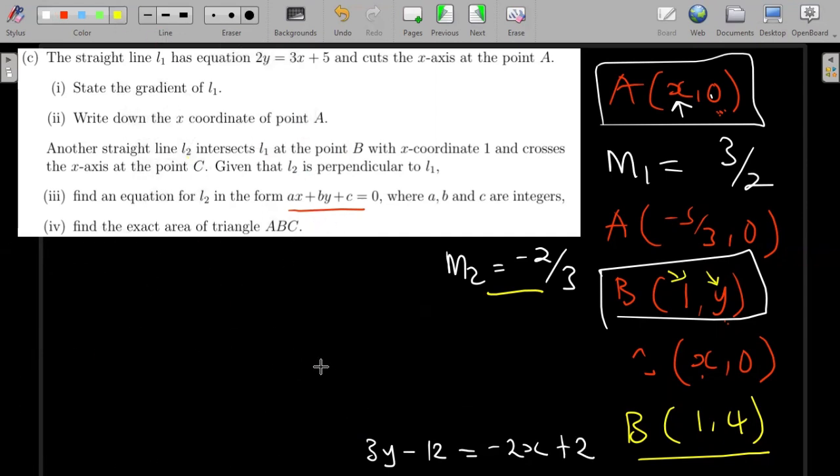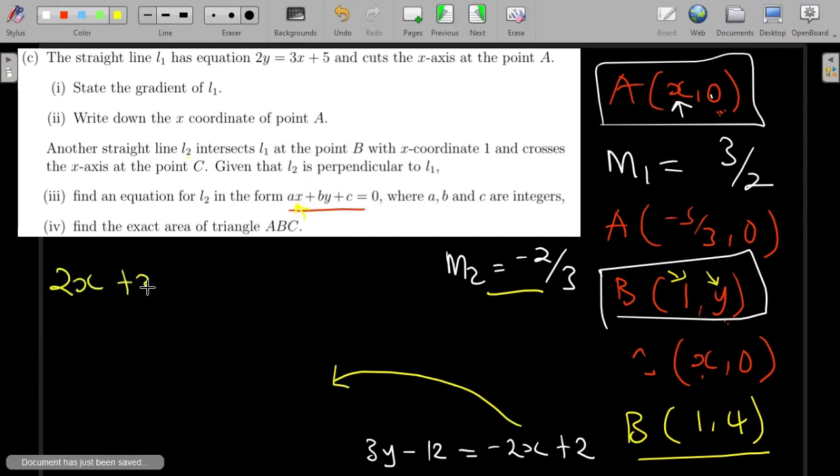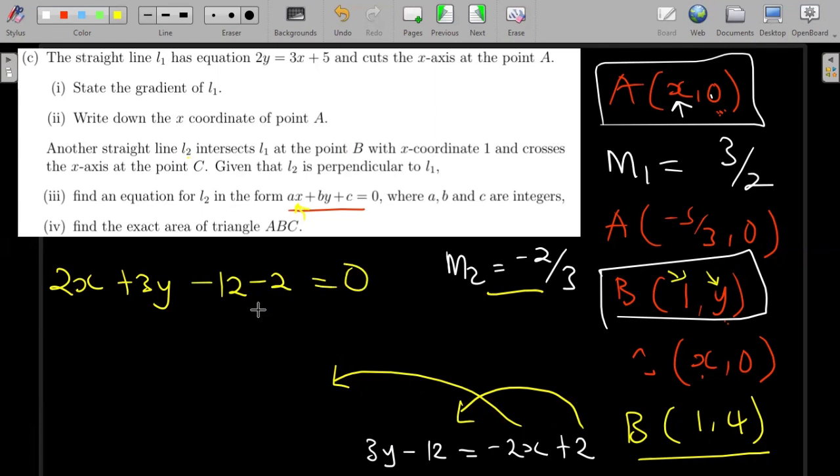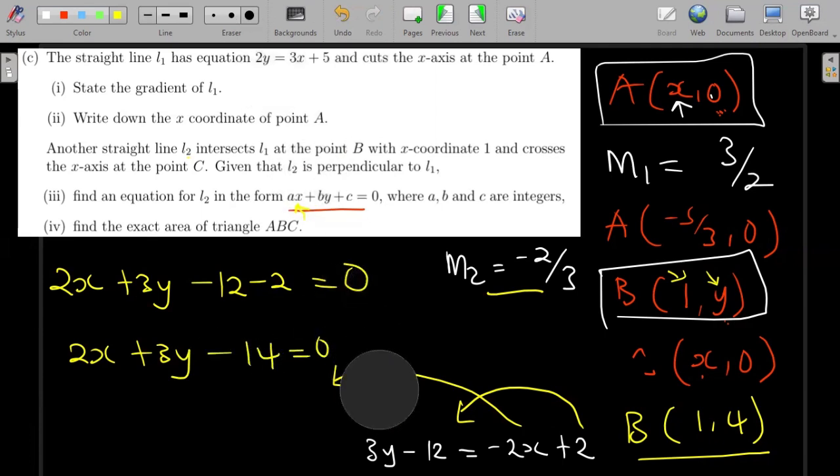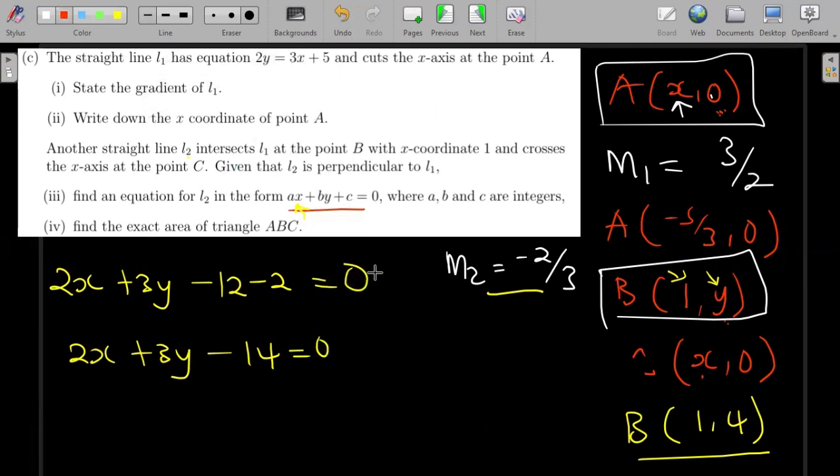The form that they want is that the x should start there, you can see ax. So I'll take this to the other side. It will be 2x plus 3y, and then minus 12, and this positive 2 becomes minus 2 when it goes to the other side, and this equals 0. So what we have here is 2x plus 3y minus 14 equals 0. So we found the equation of line 2 in the format that they wanted. So this is line 2 in the format that they wanted.